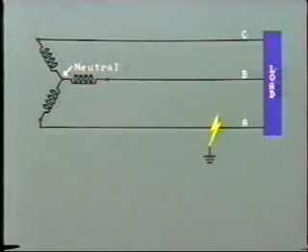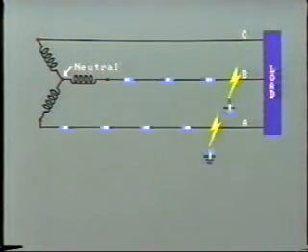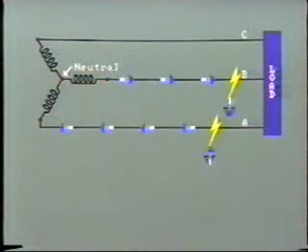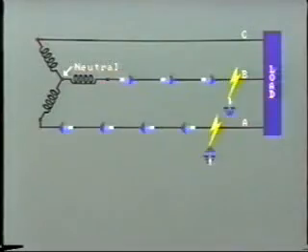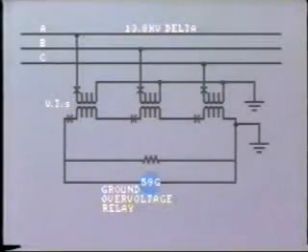Another problem becomes evident if a second ground occurs at another point in the system, say on another phase. In this case, we have effectively a short circuit between the two phases, and this could cause a serious upset to the system. For all of these reasons that we have just explained, ungrounded systems are rarely used.